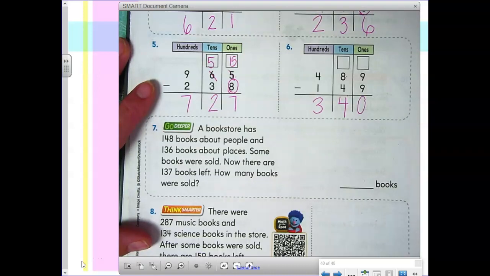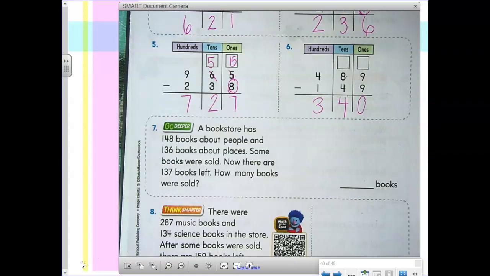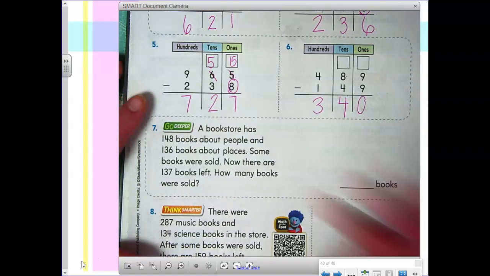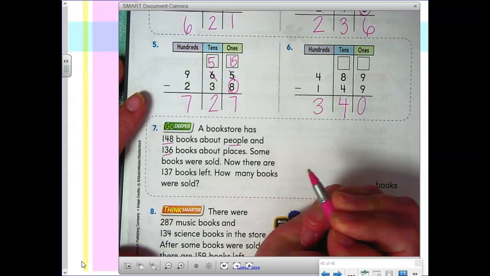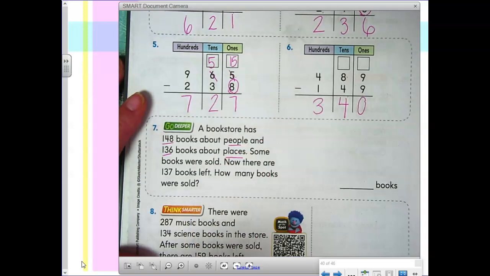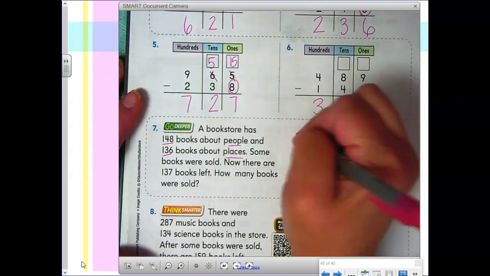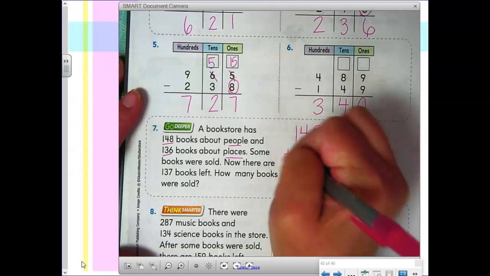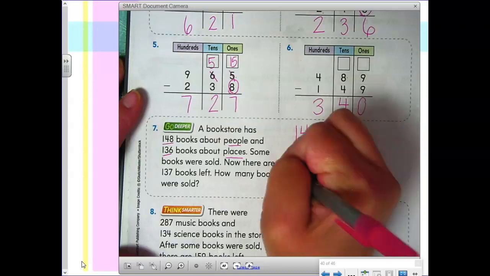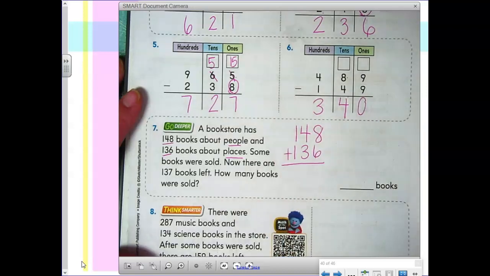All right, first thing, we need to know how many books altogether. So how would we figure that out? There's 148 books about people, 136 books about places. So to know how many altogether, what do we have to do? Add. So 148 plus 136. All right, let's add first.